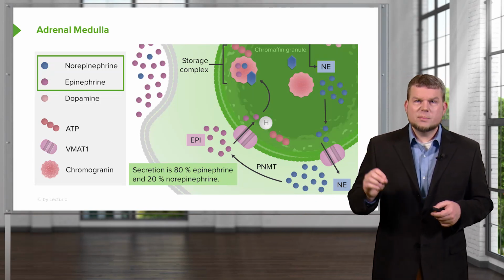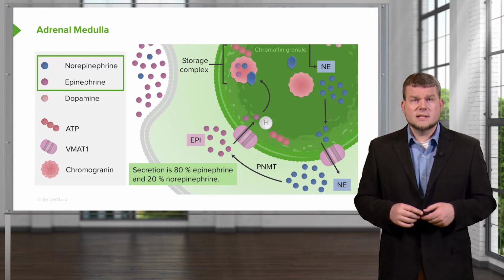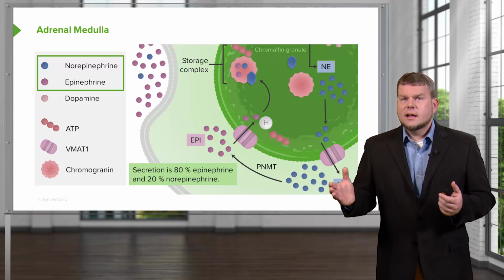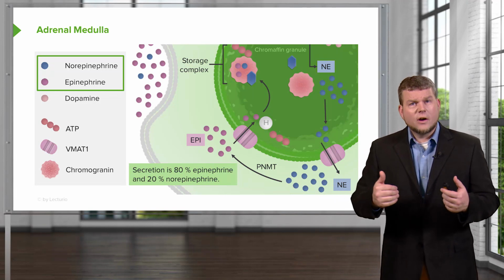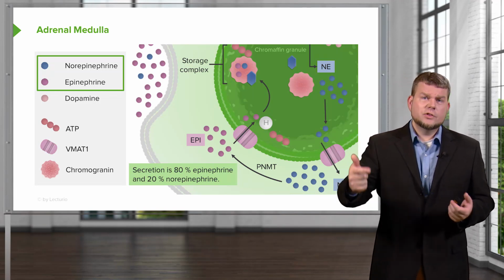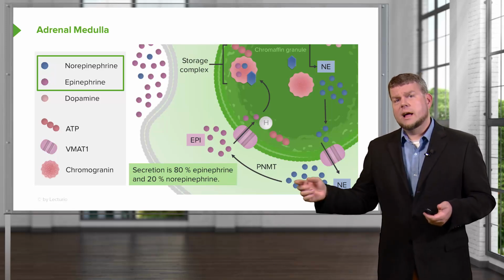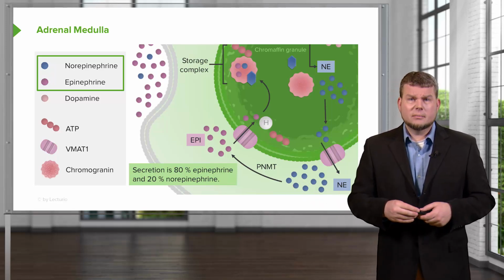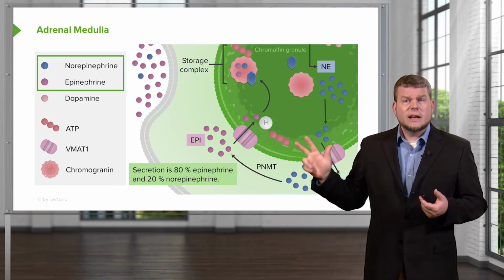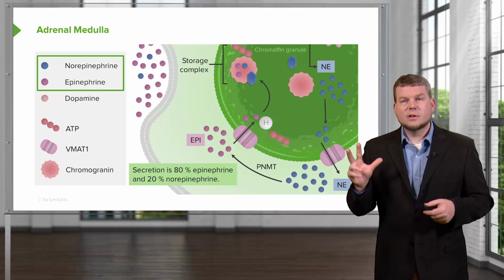There are some transporters that are involved in this process. These are known as VMAT transporters. Oddly, the VMAT transporters are fairly similar between the different types of moving either dopamine in, norepinephrine out, and epinephrine back in again. That is because these three molecules, dopamine, norepinephrine, and epinephrine, are very similar in structure.